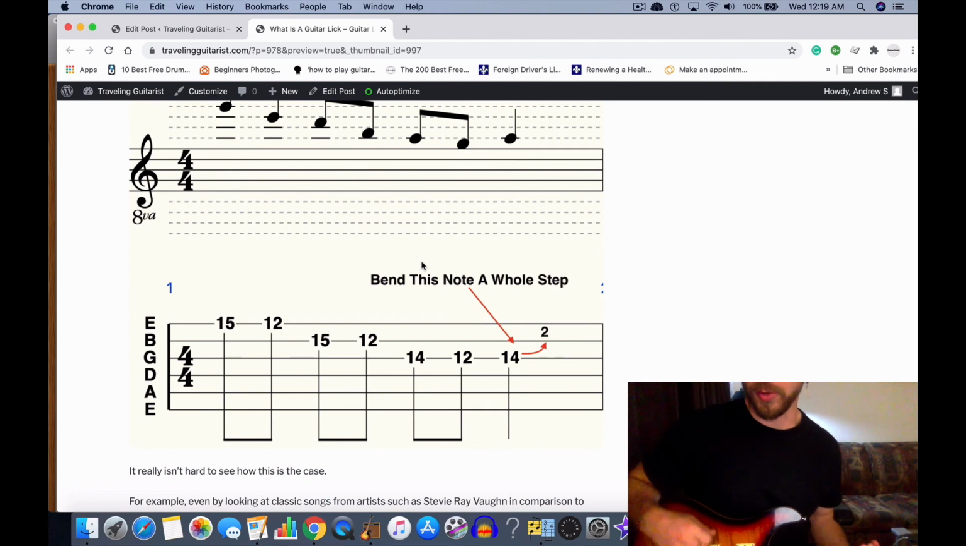Another thing that people do is play that riff and then do a series of bends.